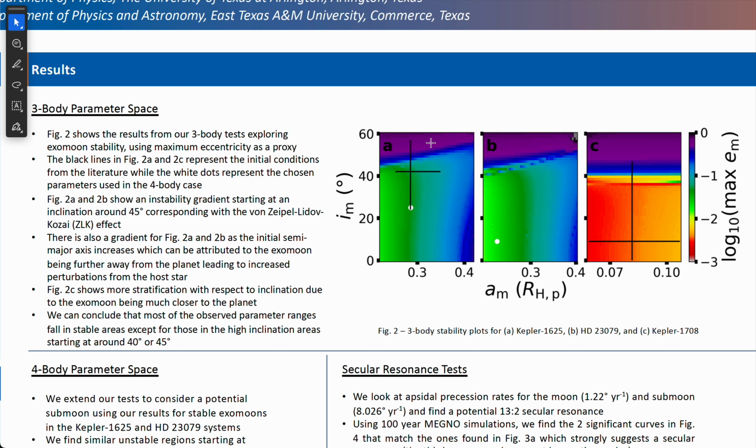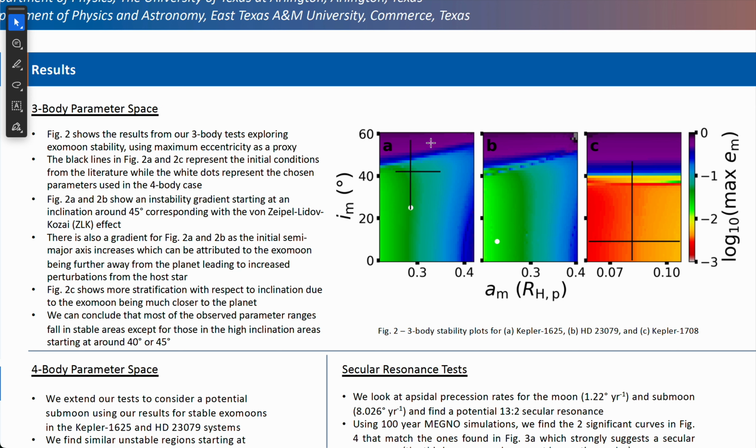Firstly, we see the unstable purple region starting around 45 degrees for all panels, which corresponds to the von Zeipel-Lidov-Kozai effect, or ZLK effect for short. This effect is well known in 3-body systems where the inclination and eccentricity of a body fluctuates. Given a high initial inclination, fluctuations to a higher eccentricity will occur, leading to the body becoming unstable over time.